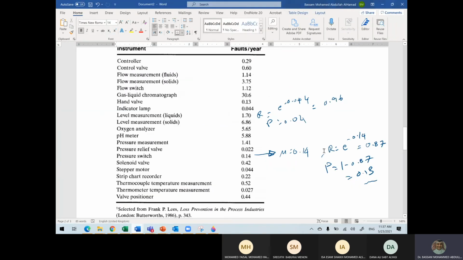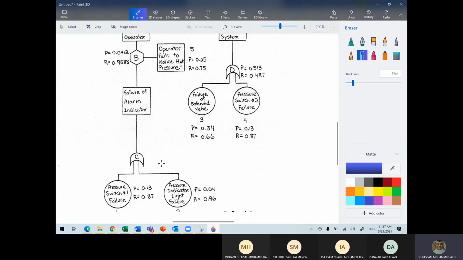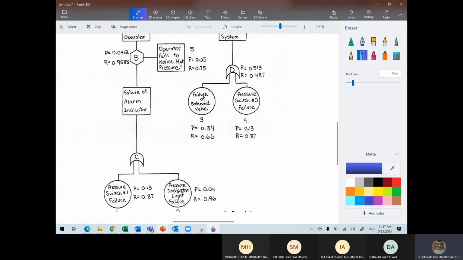So going back to where we were. This is an OR gate. We said that if you have an OR gate, you multiply the reliabilities. So 0.96 times 0.87, you will have 0.8352. Okay, so the probability is 0.8352. The reliability is, okay, I'm going to write this.